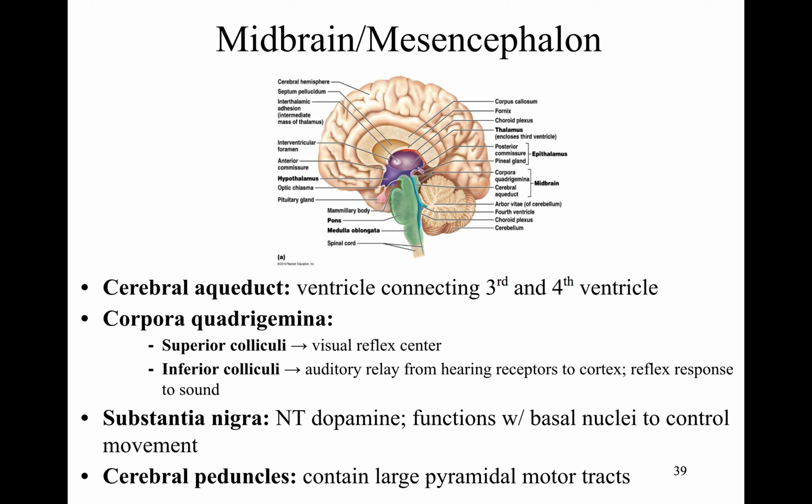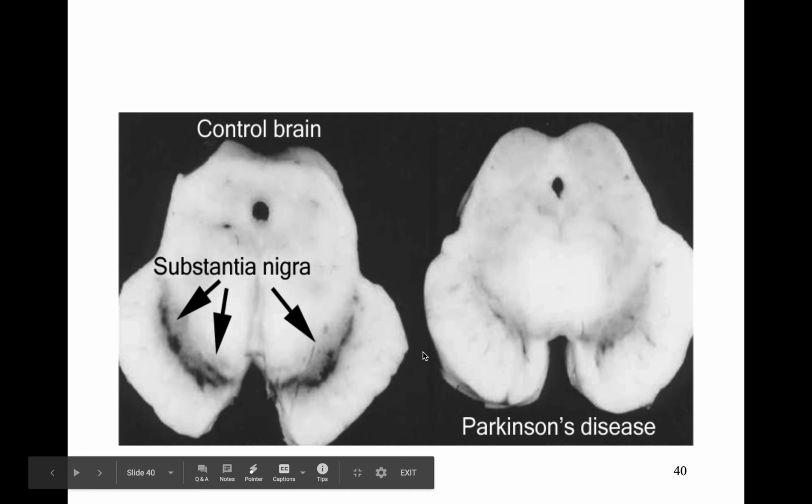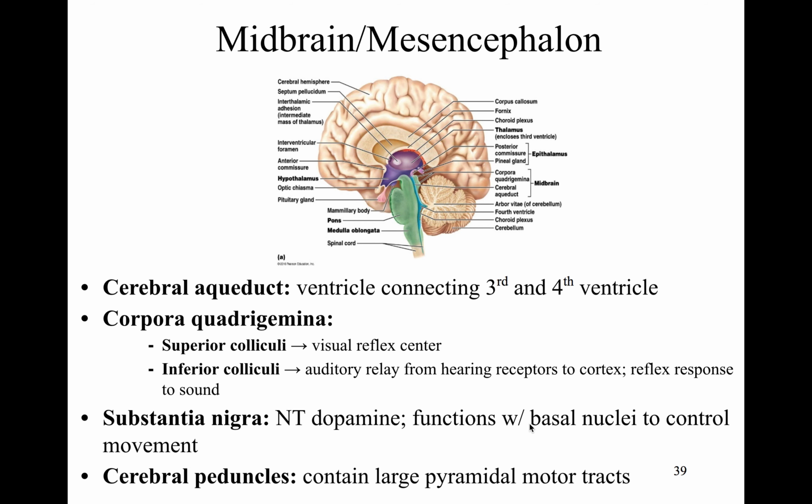The last structure of the midbrain, or the mesencephalon, is the cerebral peduncles. The cerebral peduncles are shown right here. They almost look like Mickey Mouse ears. The cerebral peduncles contain these large pyramidal motor tracts. In other words, these are tracts, or groups of axons, of those large pyramidal motor neurons, relaying motor output from the primary motor cortex all the way down to the effector organs.